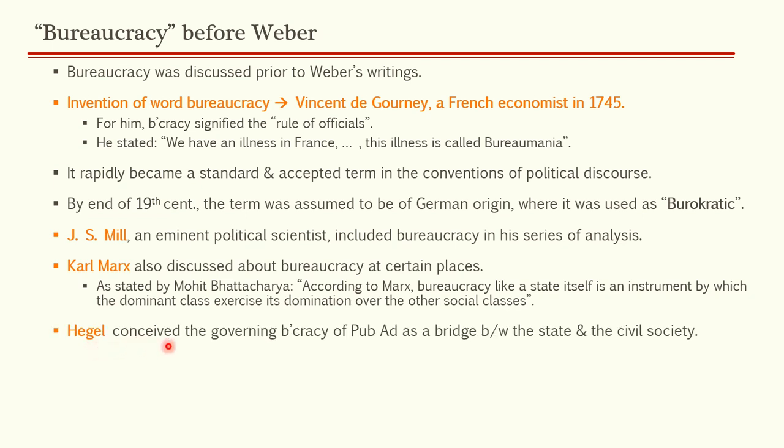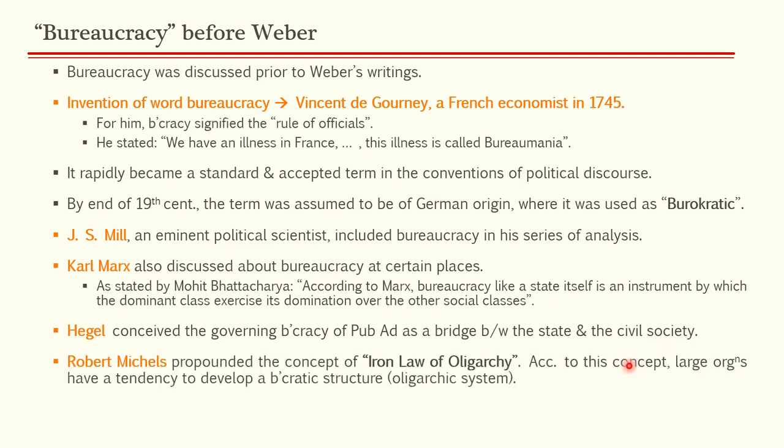Hegel was another thinker who conceived the governing bureaucracy of the public as a bridge between the state and civil society. So Hegel said that bureaucracy was a bridge between the state or the government and the civil society.